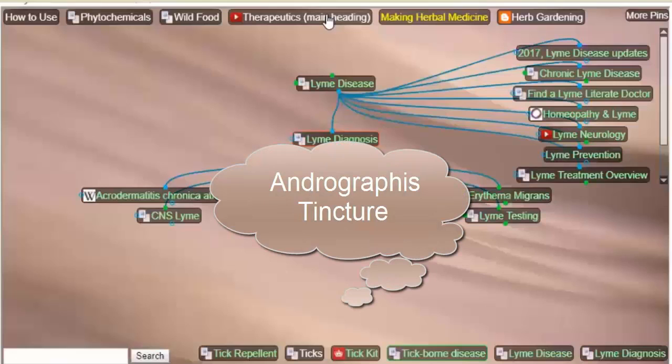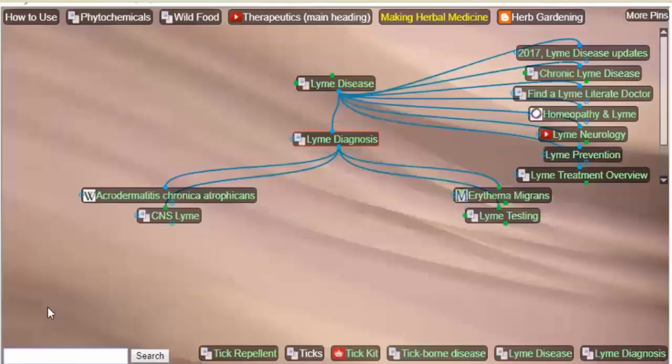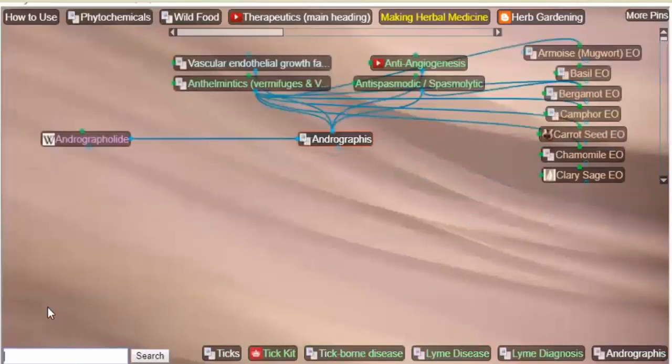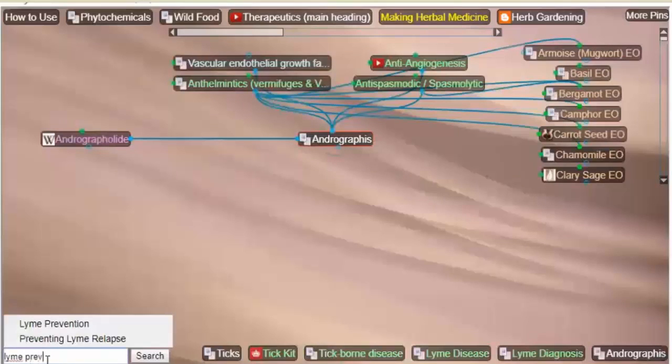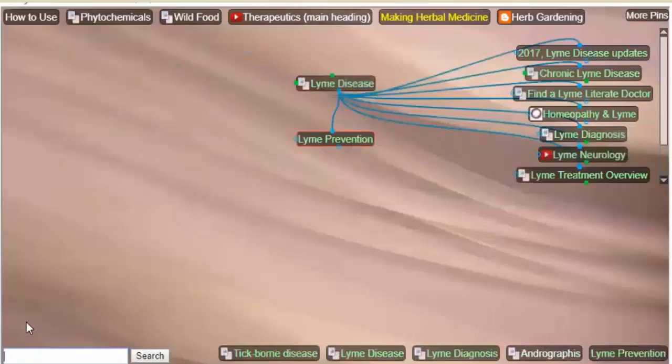Andrographis is an herbal tincture you can get, and you can mix it with green clay, and you can take that and apply it over the tick bite and keep it on there for a while. Andrographis is one of the herbs that is used in Buhner's protocol. Let me just look up Lyme prevention. So is it a liquid or a powder? Get it as a liquid, as a tincture, and then just mix it with some green clay.